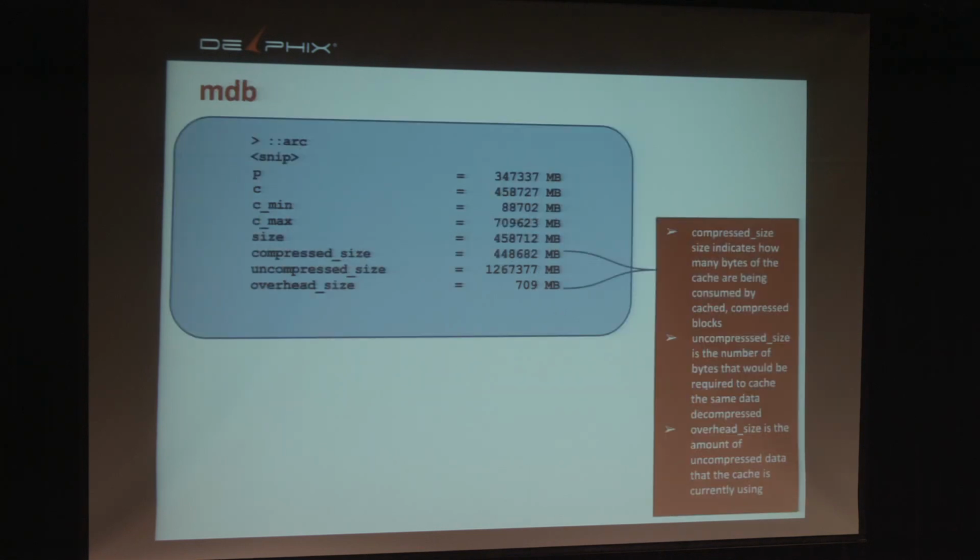We can also look at this information from MDB. So MDB now exposes this compressed, uncompressed, and overhead size. The compressed size here is every ARC header's P size value. The uncompressed size is every ARC header's L size value. And again, the overhead size is simply the amount of space consumed by the ARC buffers.